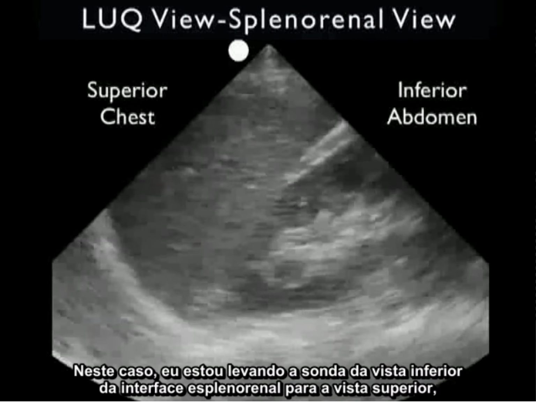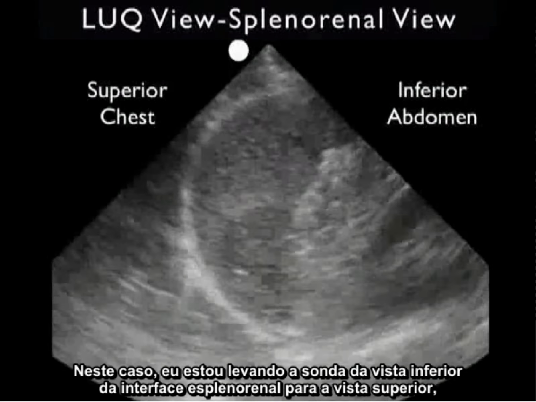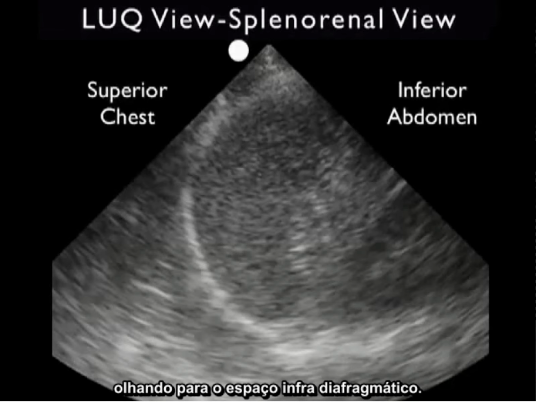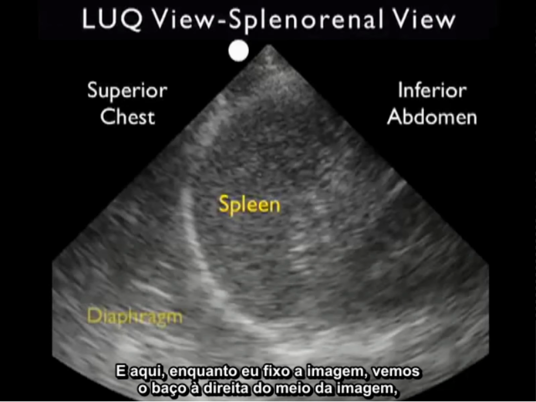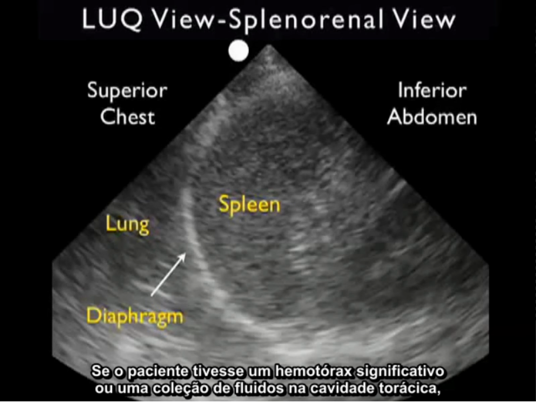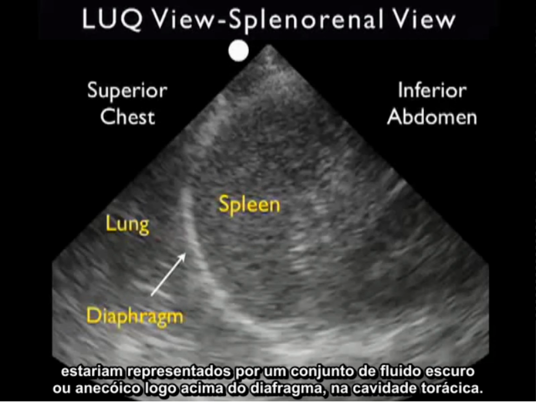In this case, I'm swinging the probe from inferior, looking at the splenorenal interface, to superior, looking at that infradiaphragmatic space. And here as I freeze the image, we see the spleen right in the middle of the image, the curving white line making up the diaphragm, and notice the thoracic cavity as seen just left or superior to the diaphragm. If the patient had a significant hemothorax or fluid collection in the thoracic cavity, that would be represented by a dark or anechoic fluid collection just above the diaphragm in the thoracic cavity.